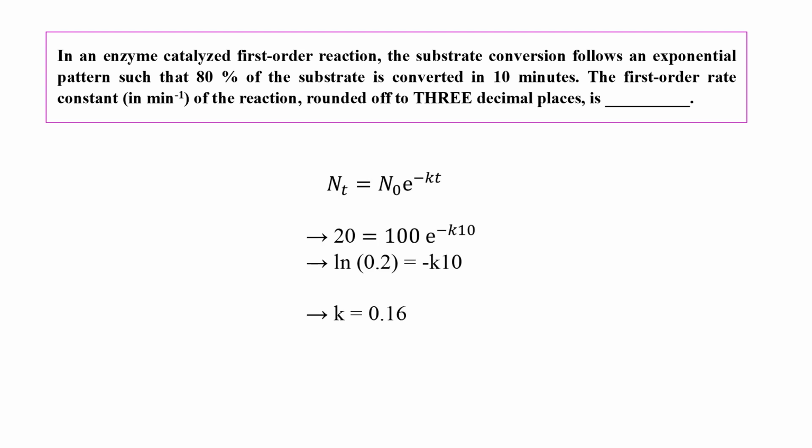Now Nt is equal to N0 e to the power minus Kt because it is an exponential reaction. Nt is the amount of substrate remaining after time t. So because 80% of the substrate has been converted, Nt or the remaining will be 20. N0 is the initial value, that is 100, and t is already given as 10 minutes. So when you solve this, you will find that K, or the rate constant in minute inverse, is 0.16 minute inverse. So the answer, as I have already told you, can be any value between 0.16 to 0.17. So 0.16 will be the correct answer for this question.